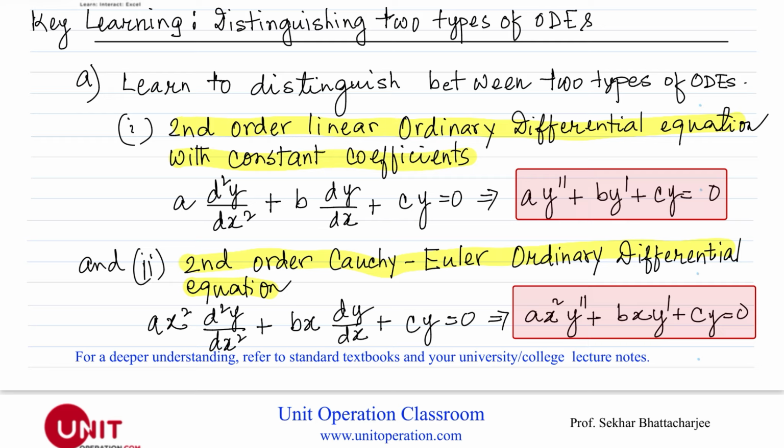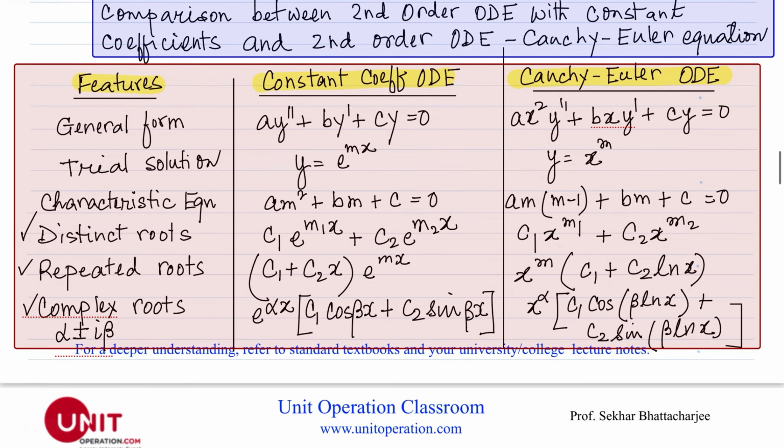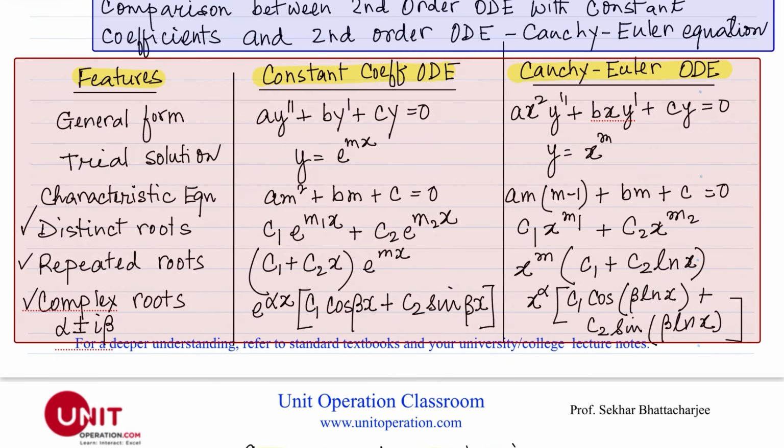So this is the one with constant coefficients. For Cauchy Euler, just see that an x squared comes in here, and x comes in here. That makes it Cauchy Euler. So you have to identify and recognize it. I've given a comparative table here. The general form is like this for constant coefficients, and for Cauchy Euler, as we have discussed, this is the Cauchy Euler type of ODE. For the trial solution, in one case we use y equal to e to the power mx.